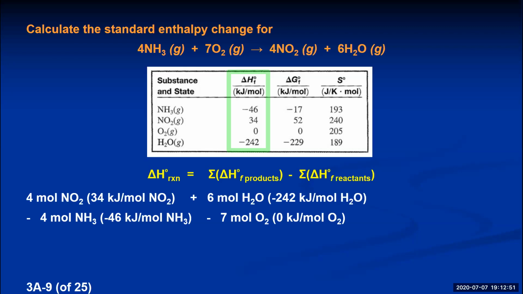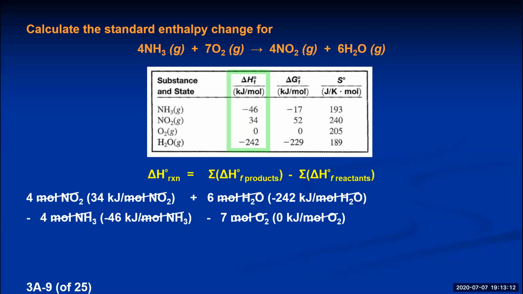Now look at each term. I want you to notice what happens to the moles. First term, moles of NO2 cancel out. Second term, moles of H2O cancel out. Third term, moles of NH3 cancel out. Last term, moles of O2 cancel out. So I'm going kilojoules plus kilojoules minus kilojoules minus kilojoules. The answer is just going to come out in kilojoules.